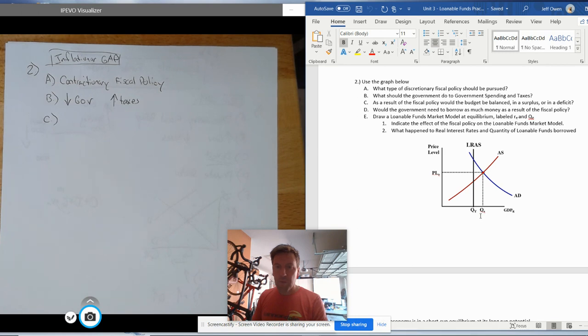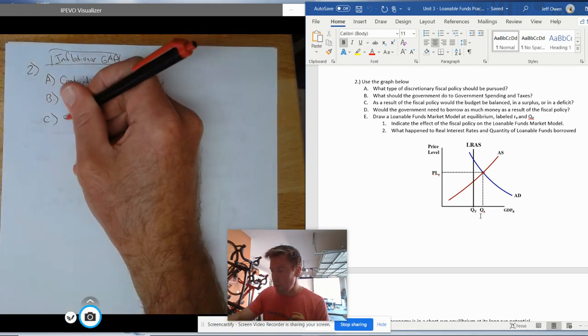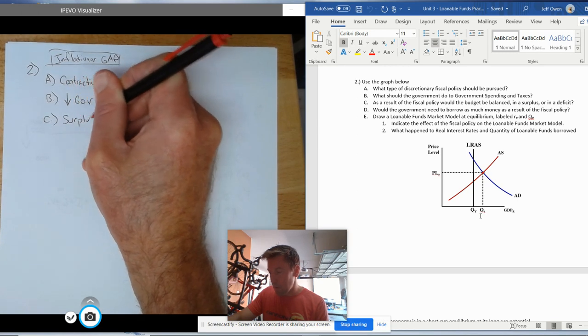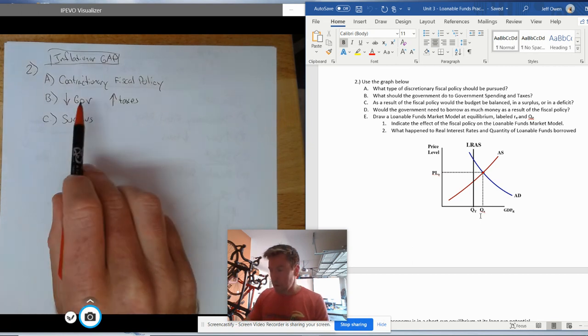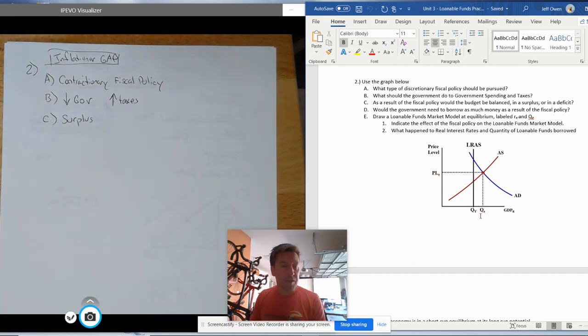As a result of the fiscal policy, would the budget be balanced, in a surplus, or in a deficit? This time, we're going to be running a surplus because we're cutting spending and increasing taxes. Our spending will be less than our revenue, no matter which situation we go with, whether we cut spending or increase taxes.